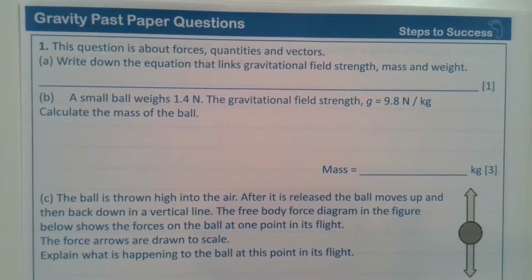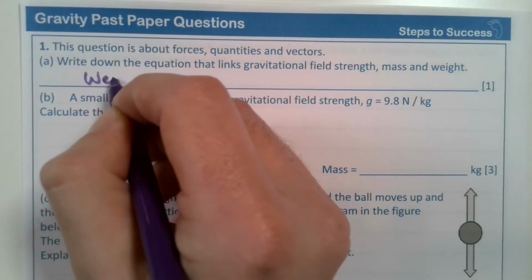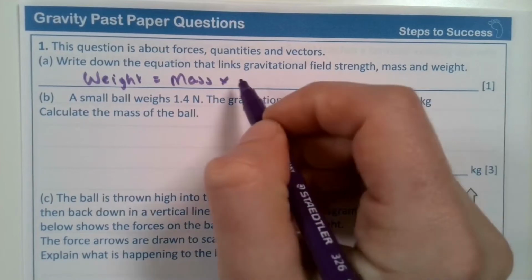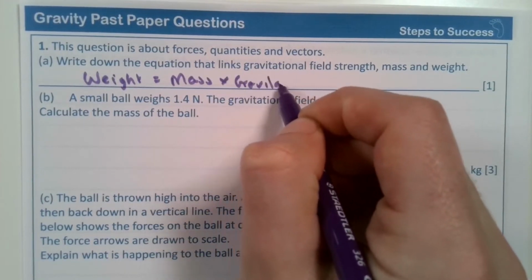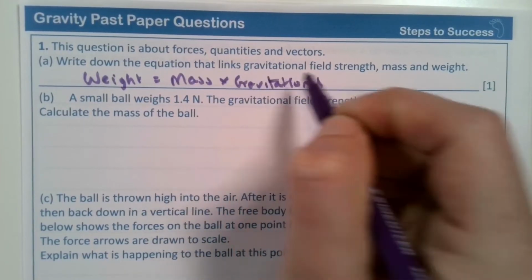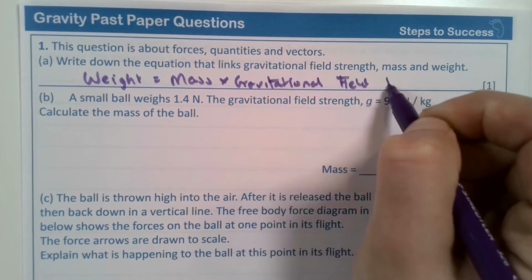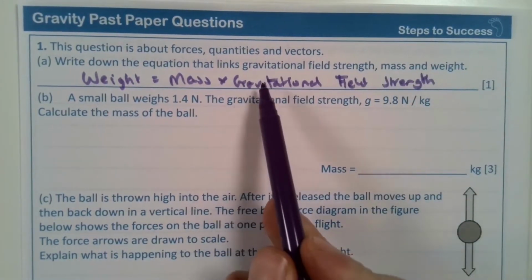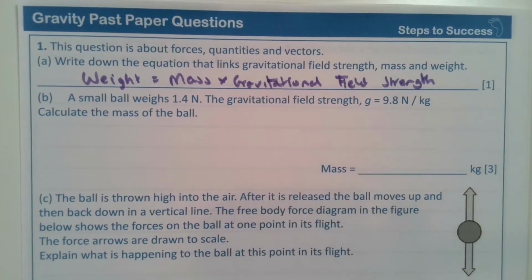So in this first question, we've simply got to remember the equation that links gravitational field strength, mass and weight. So the equation is weight equals the mass multiplied by the gravitational field strength. Ensure you get the marks by using the words that are given in the question.